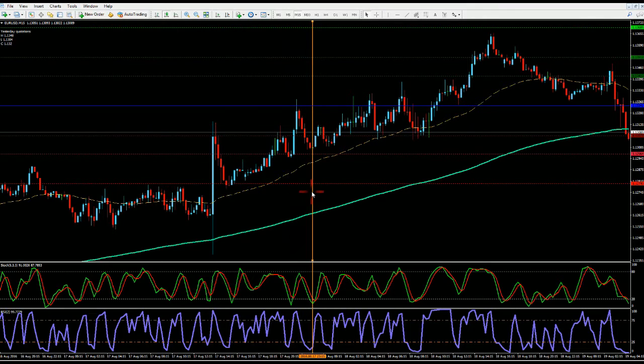Your next trade was here again, after this 15-minute candle closed bullish. You can see stochastic and RSI start to move up, so another half an hour.